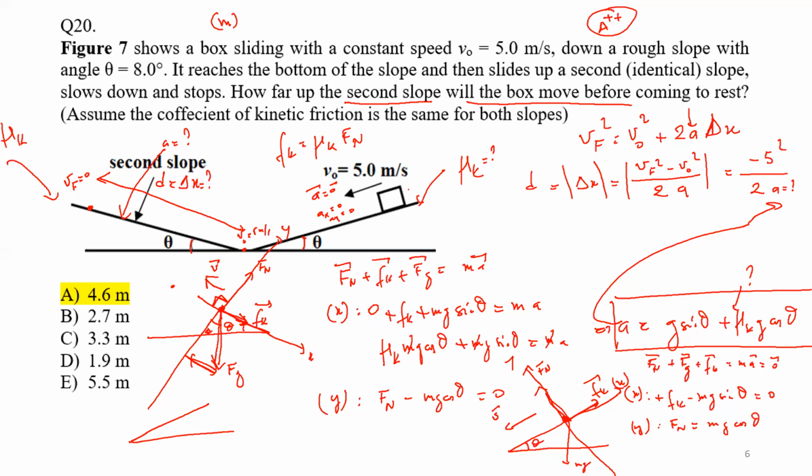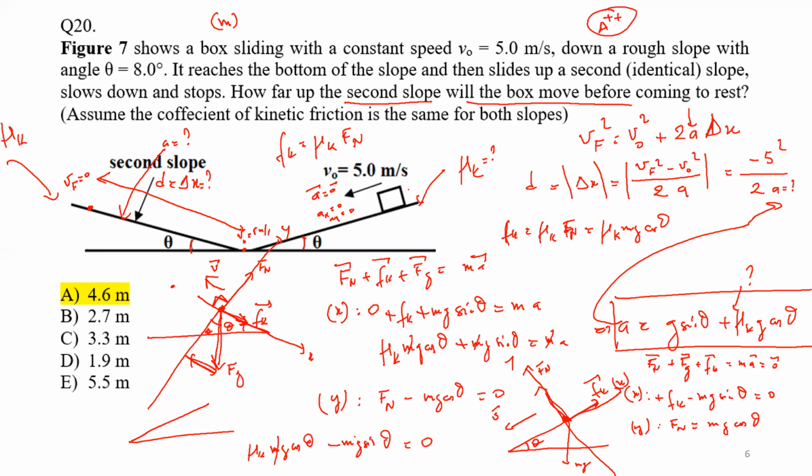Now let me use this here. You know that Fk is mu k Fn. So it will be mu k mg cosine theta. So now let me plug it here. So I'll have mu k mg cosine theta minus mg sine theta is equal to 0. So basically, I'm just telling you that Fk is equal to the x component of the weight because there is no acceleration along that direction.